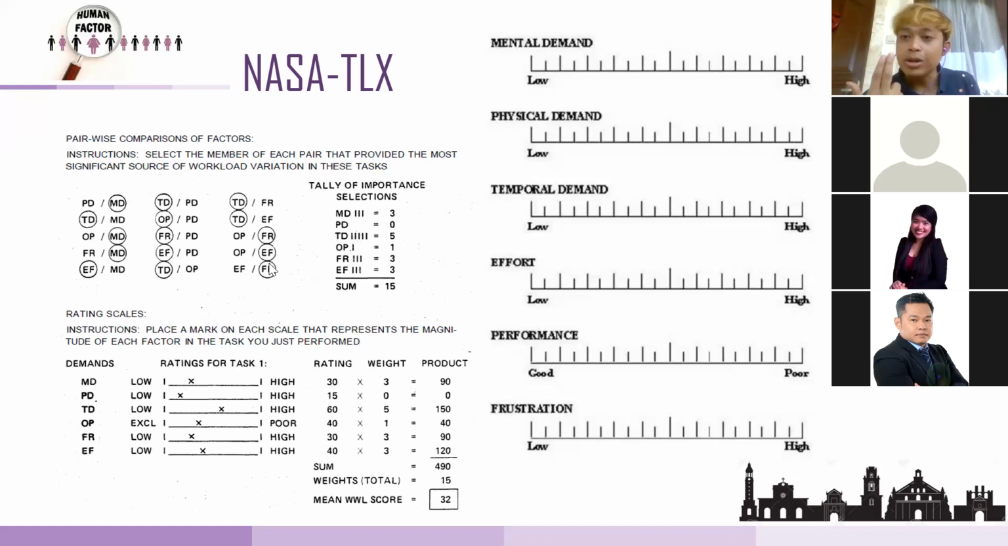For a certain task, we can have different weights. Me, with, let's say, Sir John. When we do the parking, for me perhaps the frustration is the highest, but for Sir John perhaps mental demand is the highest, and so on. For the same task, we have a different weighting. You cannot say, oh, we have the same weight for everyone. No, you cannot do that.